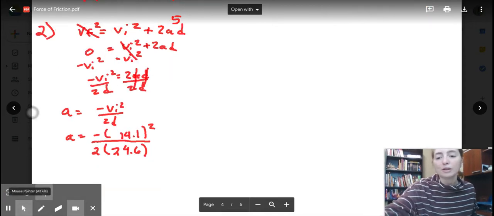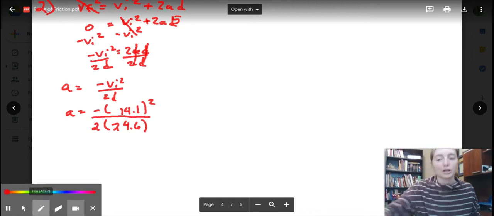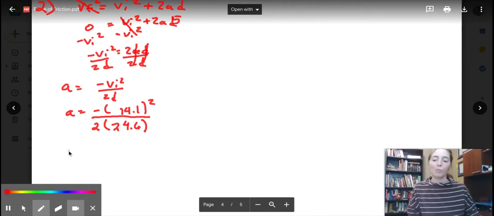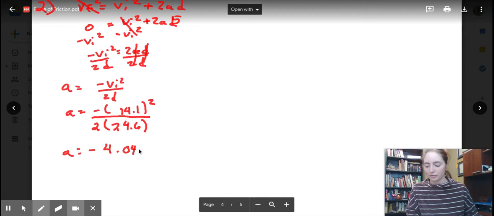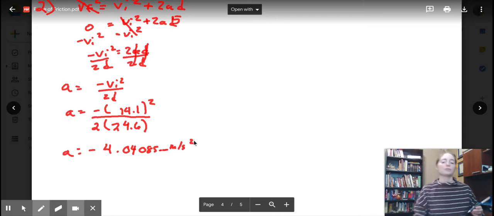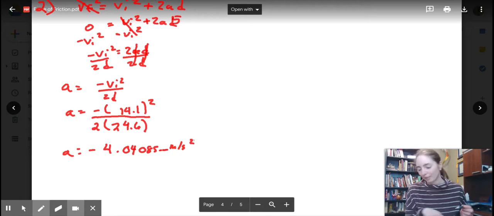So once we solve for this, we are going to wind up with a negative acceleration, which is exactly what you want because we're slowing down. We want that negative acceleration. So our acceleration is going to be negative 4.04085 meters per second squared. So use all of those numbers, ladies and gentlemen, in your calculator for your next step.